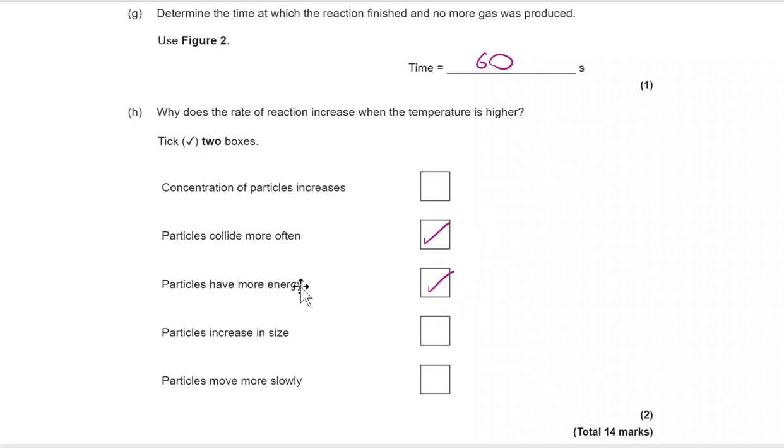But also the particles have more energy, and that means that they're colliding harder, so a greater proportion of those collisions will result in a reaction. So to summarise, there's an increased frequency of collisions, and a higher proportion of those collisions will lead to a reaction. And that takes us to the end of this question.